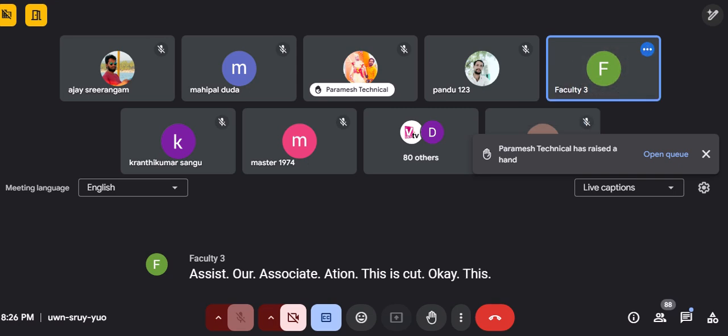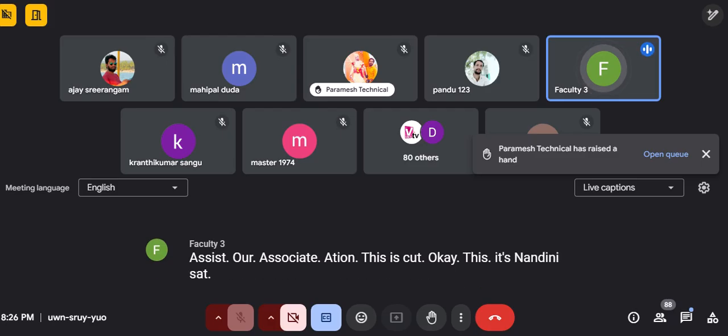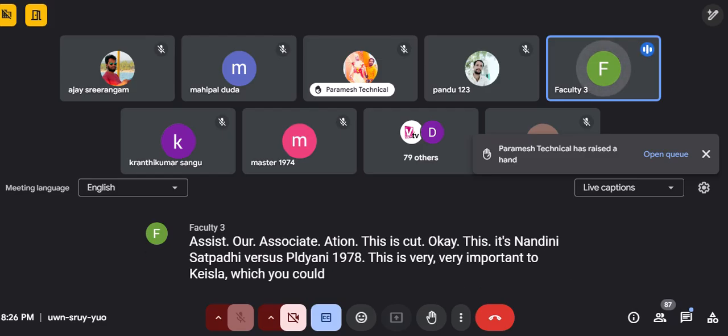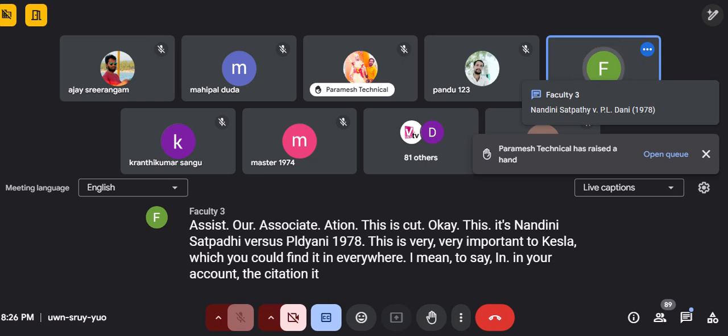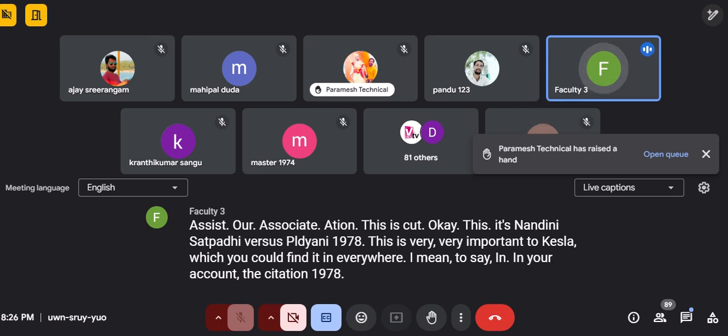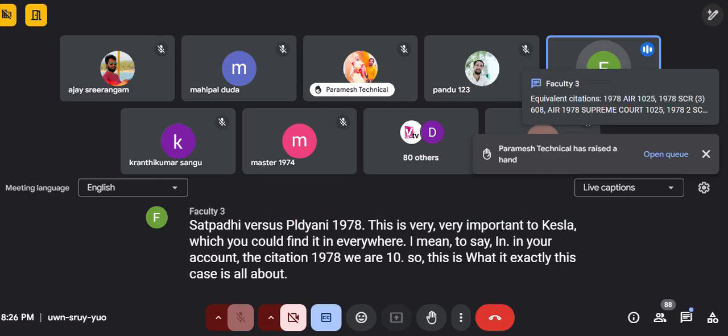This case, that is Nandini Satpathy versus P.L. Dani, 1978, is a very important case law, which you can find everywhere, I mean to say, on indiacom.com. This citation is 1978 AIR 1025. So this is what this case is all about.